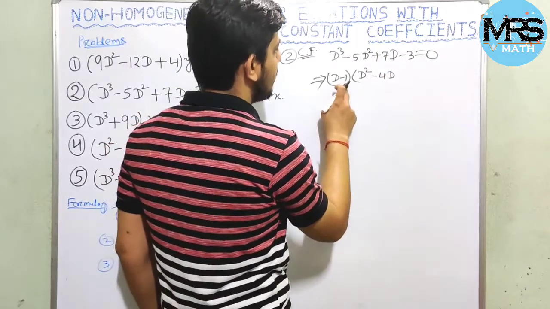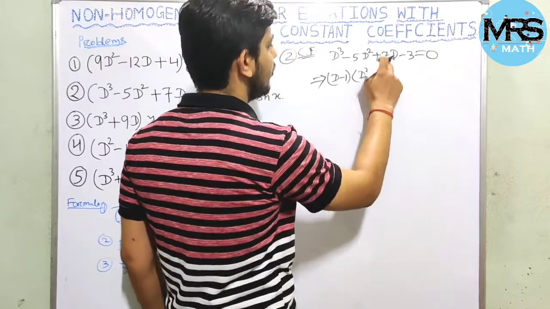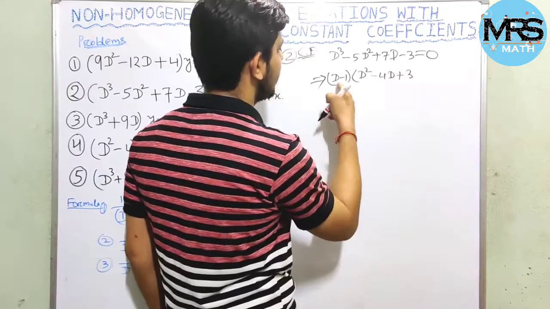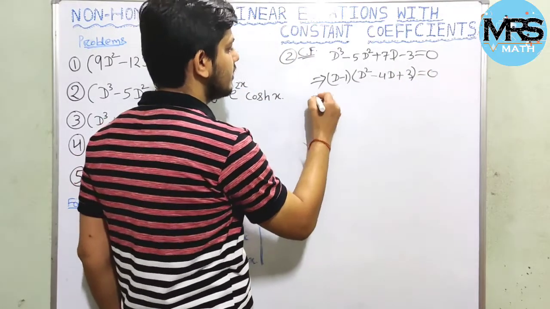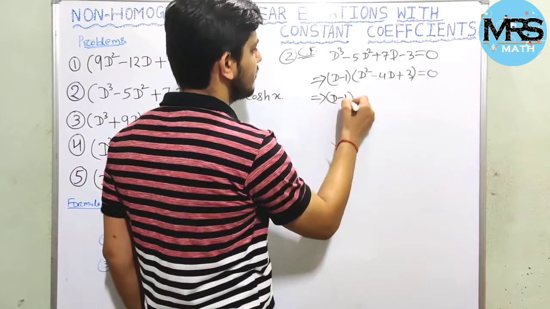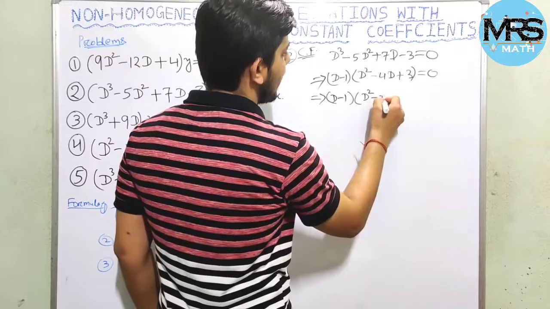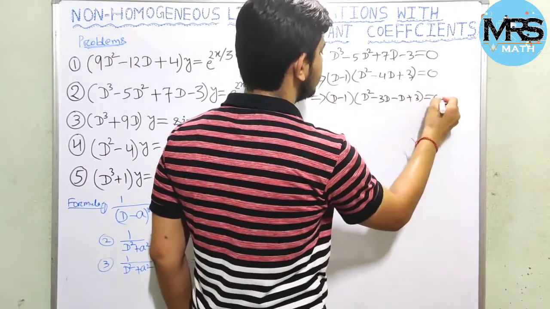Then this is minus, this is plus 4d is coming, so we need again plus 3d, so we can write 3d, okay? So this is equal to 0. Next line will be, this is d minus 1. So here we can write d square minus 3d minus d plus 3 is equal to 0.